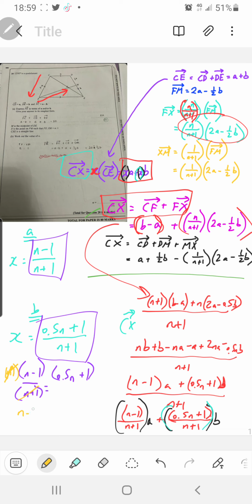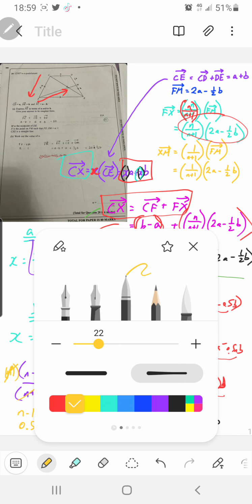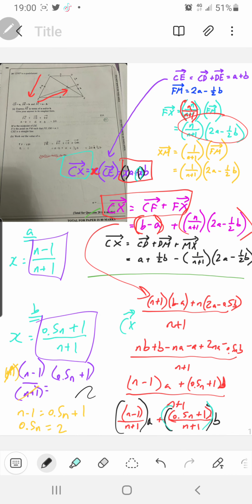So you're just left with n minus 1 equals 0.5n plus 1. And then you move the 0.5n to the other side, because we only have 1n over here. So you move it to that side, it becomes 1n minus 0.5n. You're left with 0.5n. And this minus 1 goes there, this is positive 1. So positive 1 plus 1 is 2. And then therefore you will get n equals 4.